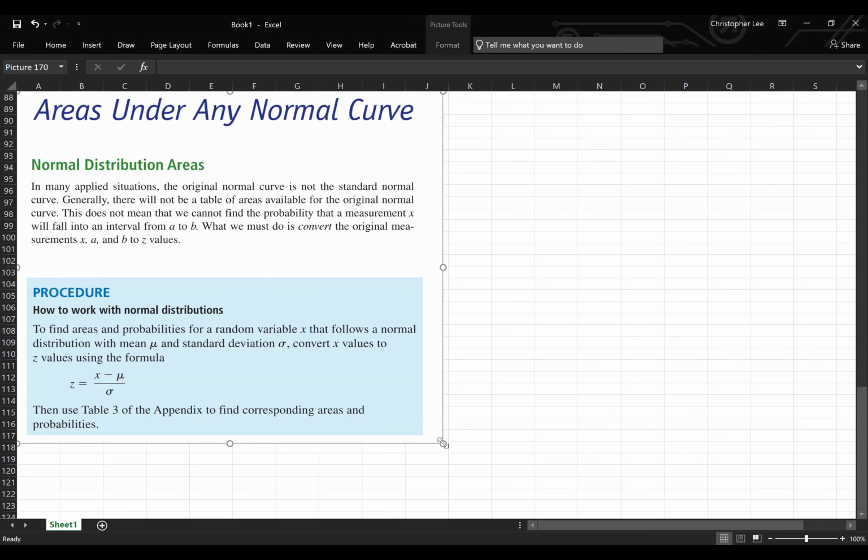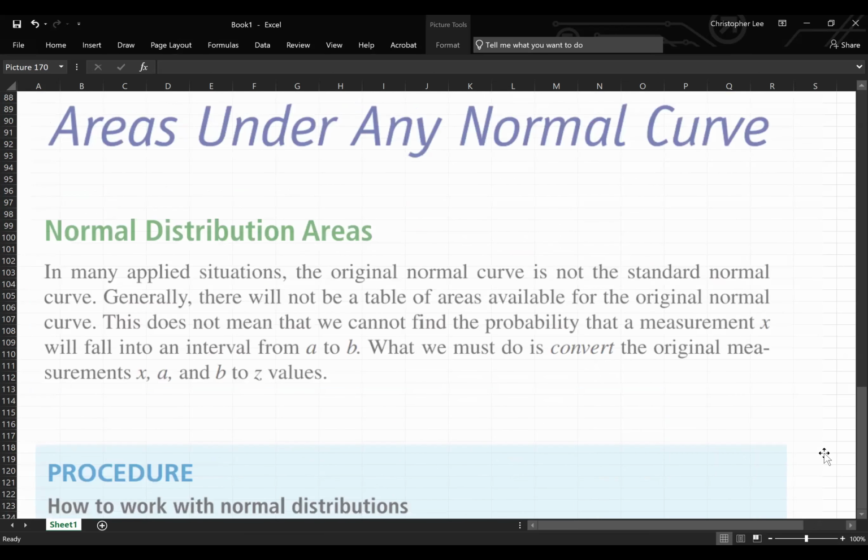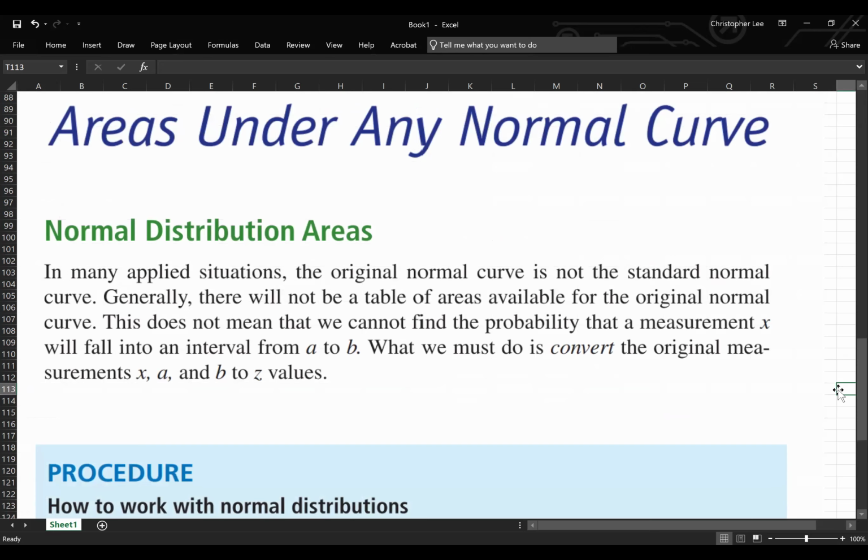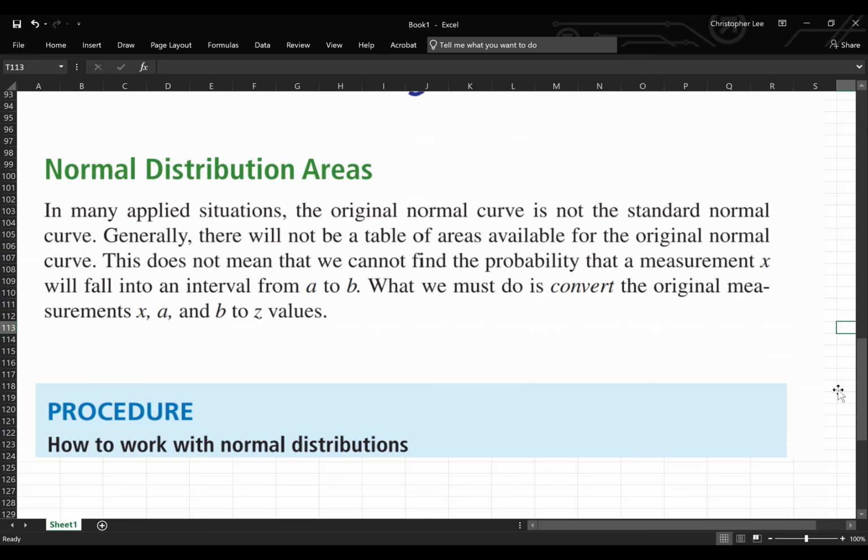So here's the next thing that we want to talk about: areas under any normal curve. In many applied situations, the original normal curve is not the standard normal curve. Generally speaking, there will not be a table of areas available for an ordinary normal curve. This does not mean that we cannot find the probability that a measurement x will fall into an interval from A to B. What we must do is convert the original measurements x, A, and B to Z values, right? So we've got to convert our numbers.